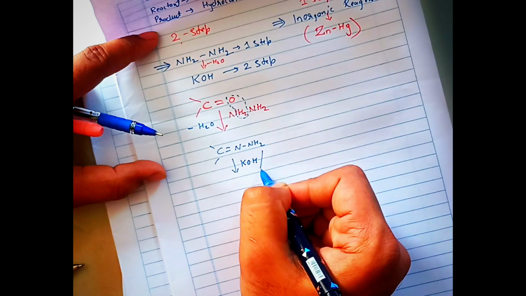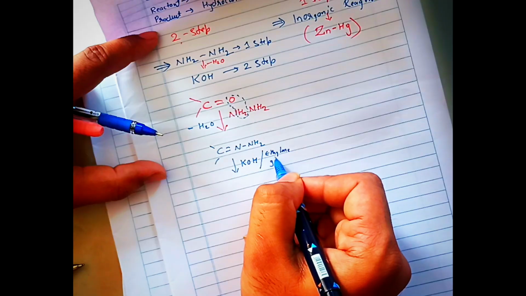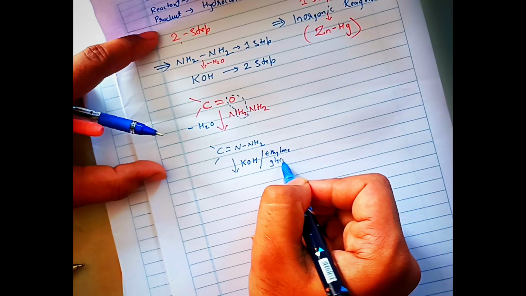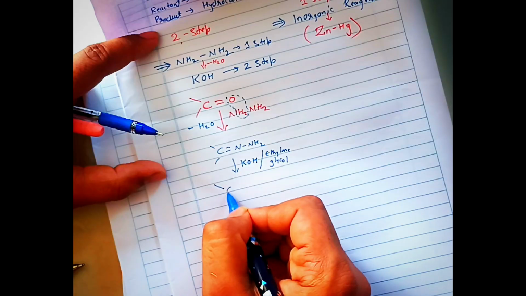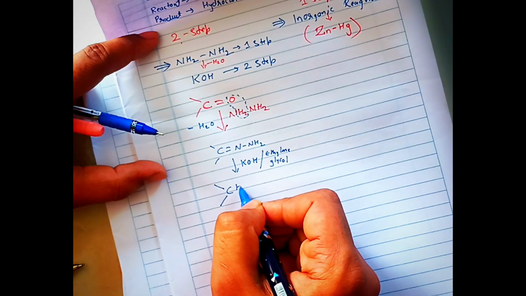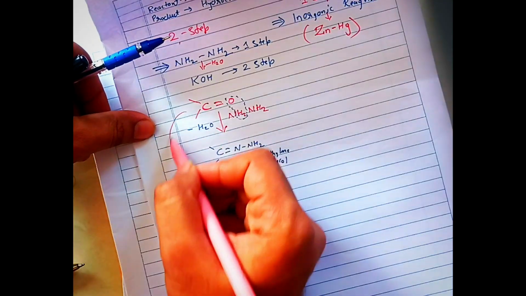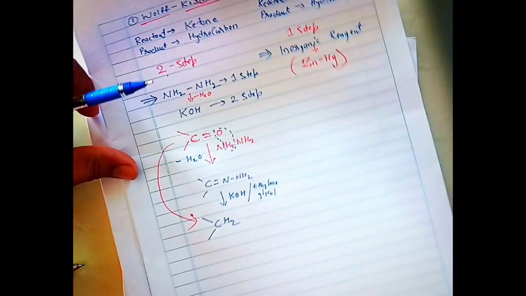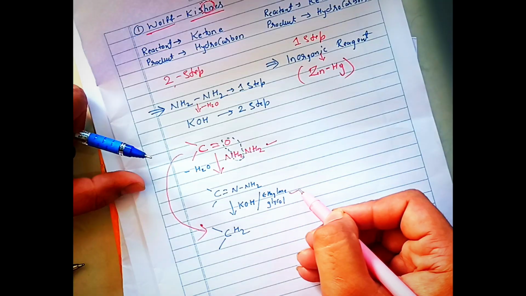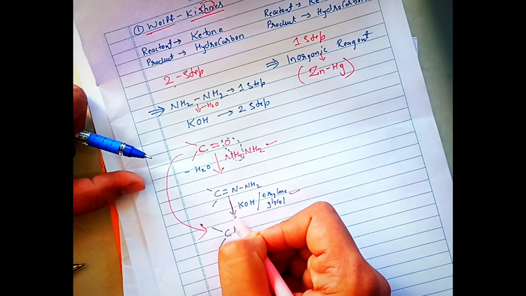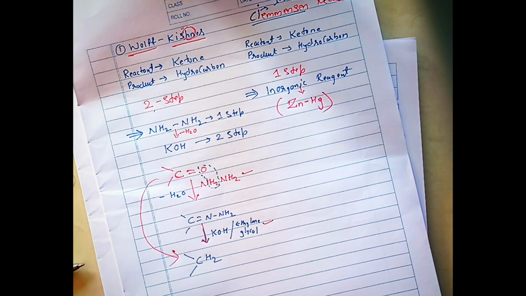Okay, then by KOH and ethylene glycol, we get the hydrocarbon. So from this to this, we get two steps, one step this and another step this. Okay, now for the Clemmensen reduction.